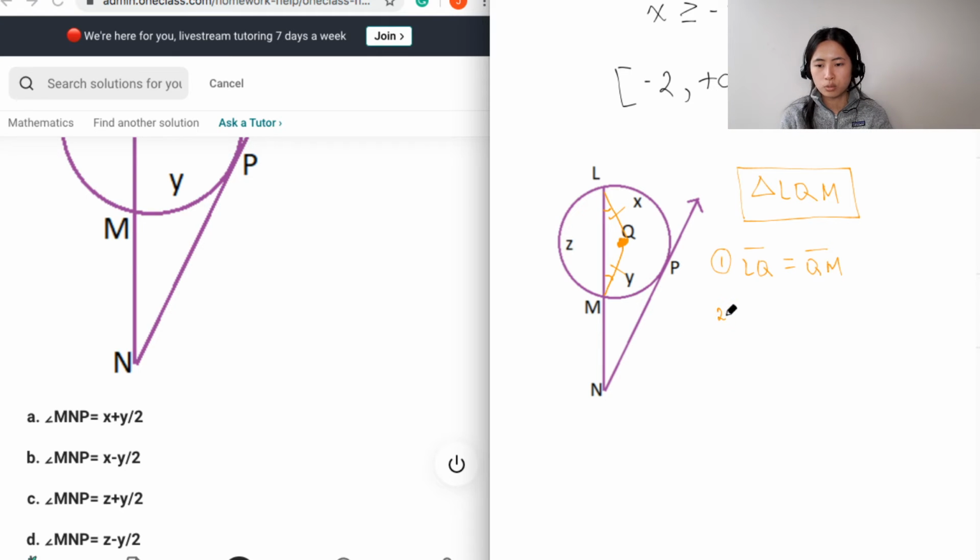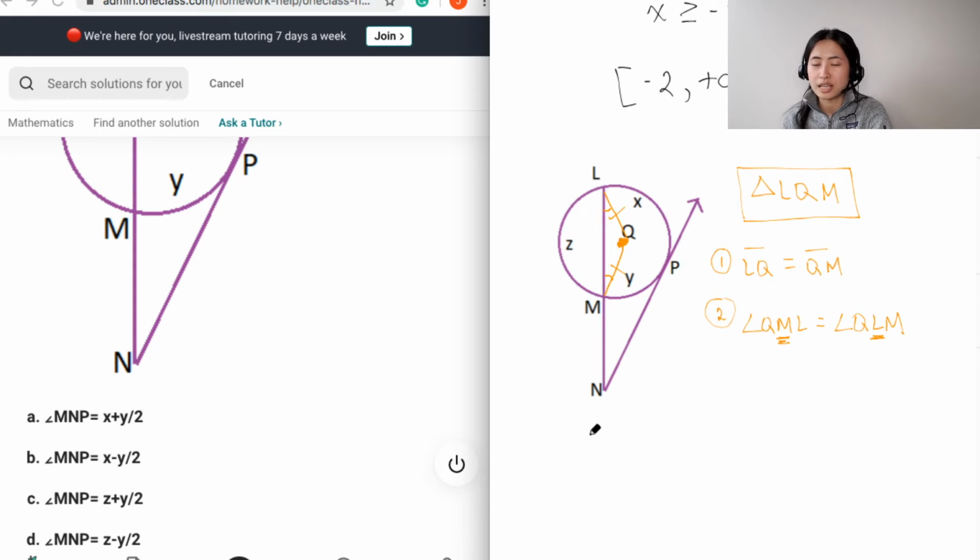So for number 2, we're going to say you have angle QML is equal to angle QLM, right? Again, there is no preference to where you're starting. You can even start with MLQ. It doesn't matter as long as you make sure that L is the middle one and M is the middle one, right? We're saying this M and L, they're equal to one another.